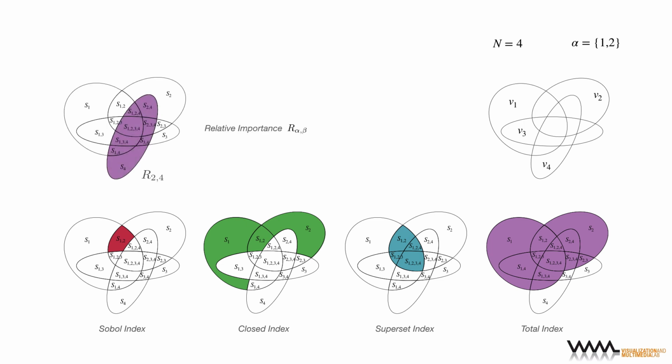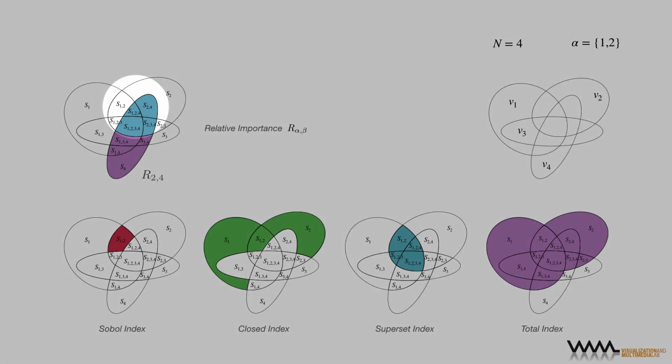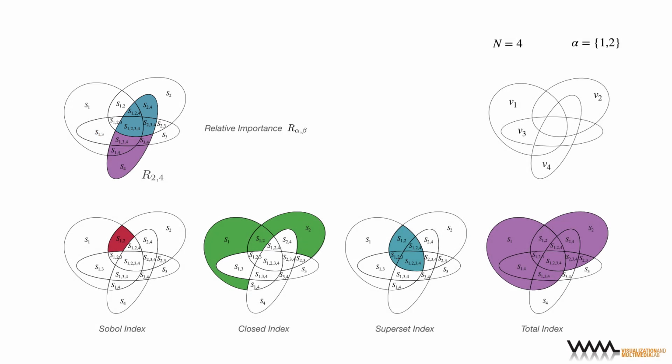Relative importance is our newly introduced quantity, which basically tells us what fraction of the overall effect of beta is actually due to its interactions with variables in alpha, and allows us to break down joint effects into their building blocks. This helps us to distinguish the case where beta itself is very important from the case where beta is important because its interaction with alpha makes it important.